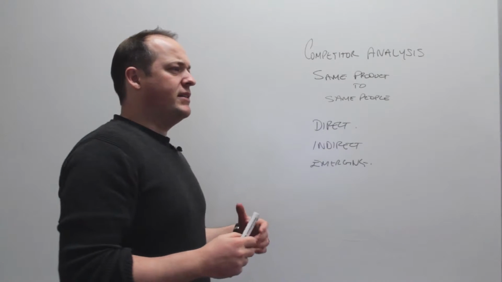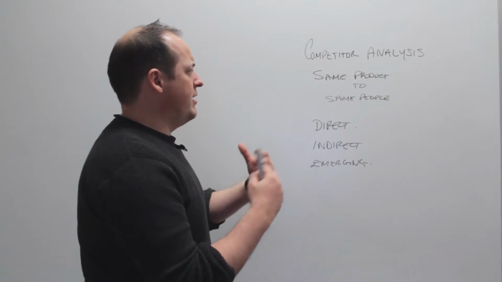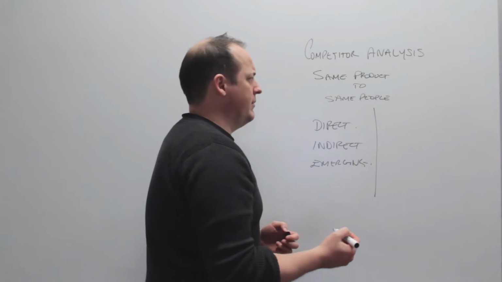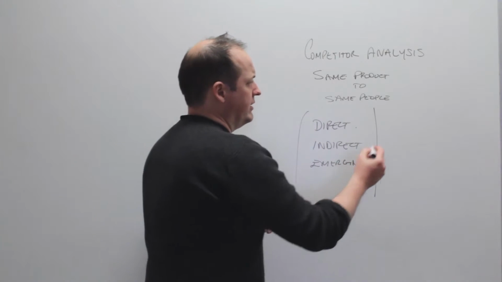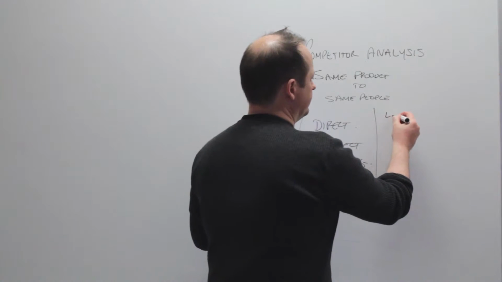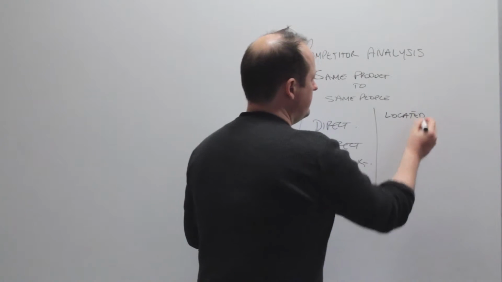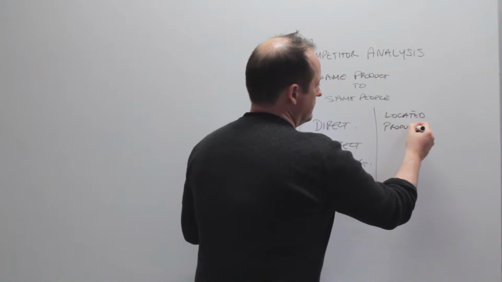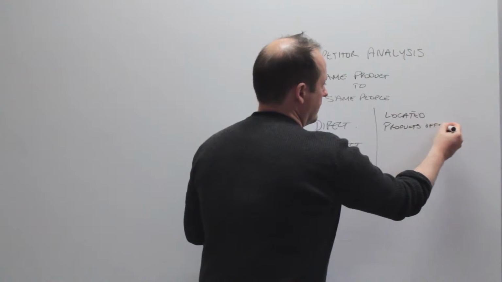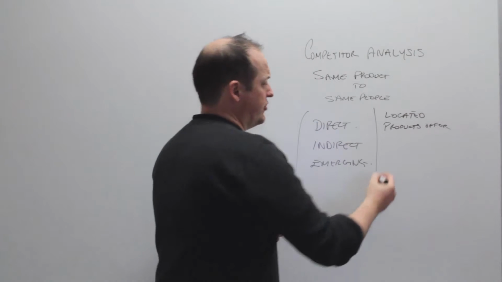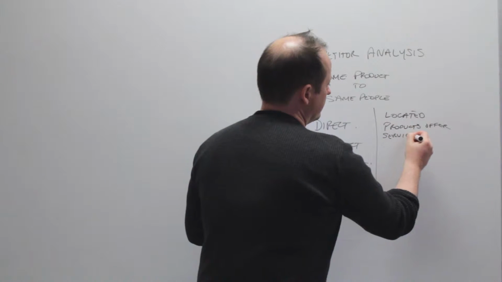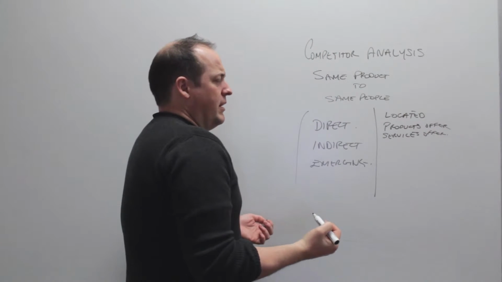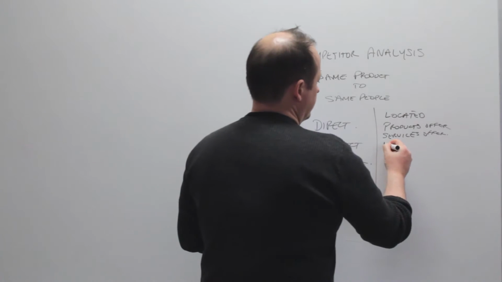So we break it down to thinking about the category, and once we know that, we need to start thinking about a little bit more detail about them. Regardless of where they're sitting, we need to think about where they are located. So, where are their businesses? We need to think about what products they offer. We need to start thinking about what services they offer to people. We need to then start thinking about what the markets are.